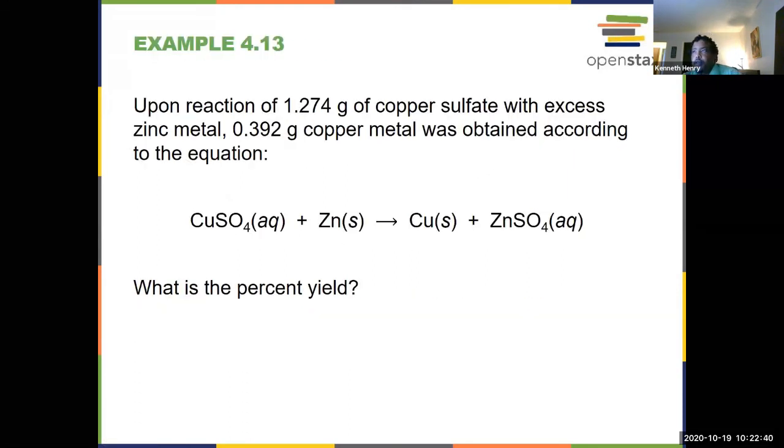Okay, so the question is: upon reaction of 1.274 grams of copper sulfate with excess zinc metal, 0.392 grams of copper metal was obtained according to the equation. What is the percent yield?